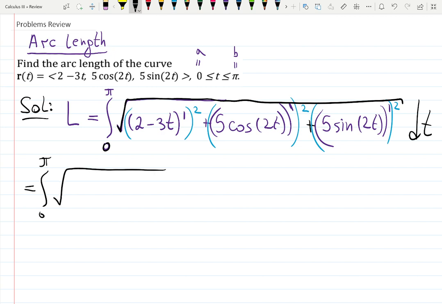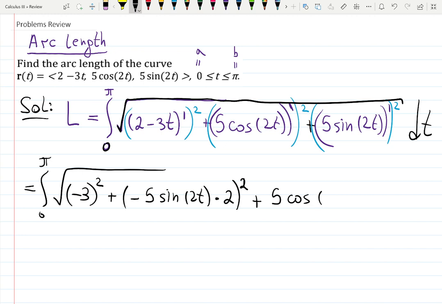Derivative of 2 minus 3t is minus 3, and I'm squaring it. Plus, derivative of 5 cosine 2t will be minus 5 sine 2t, and then the chain rule tells you times derivative of the function inside. That function is 2t, so derivative of 2t is 2. Squaring it, plus derivative of 5 sine of 2t will be 5 cosine of 2t, and the same way, the chain rule tells me times 2. Squaring it.